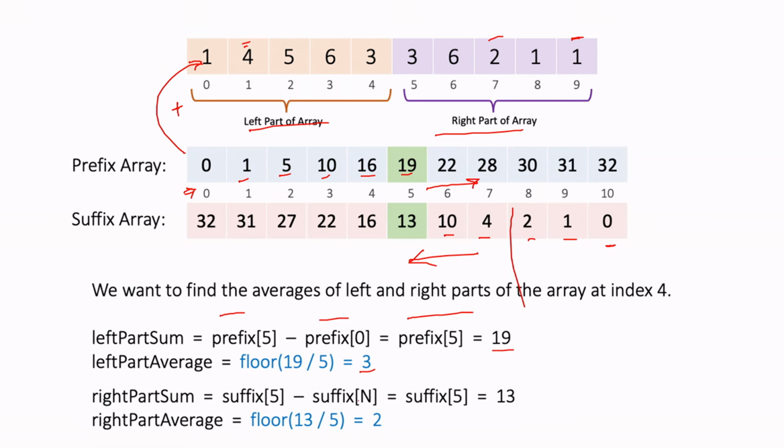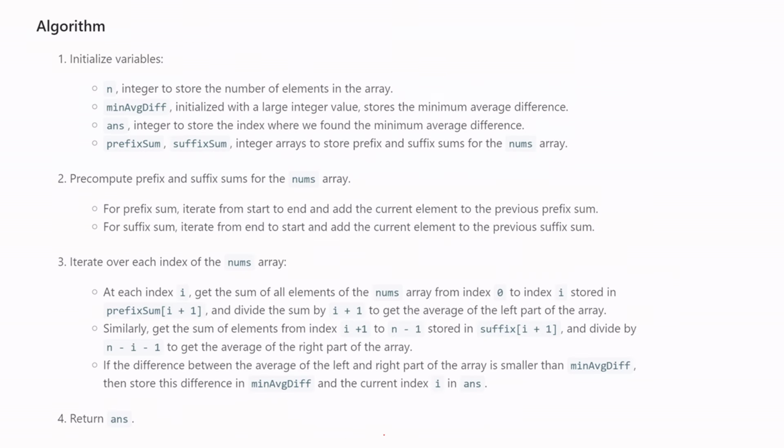And similarly, prefix 5 minus prefix n, we'll get what, I will check here, 0, right? So we have 13, so we will divide 13 by 5, equal to what? 2. So we will have the left part and right part averages, in which we are not iterating multiple times. We will calculate directly, because we already have the prefix array and the suffix array. So we will pass the index and we will calculate the left part and the right part average similarly. Okay, so this is the algorithm.